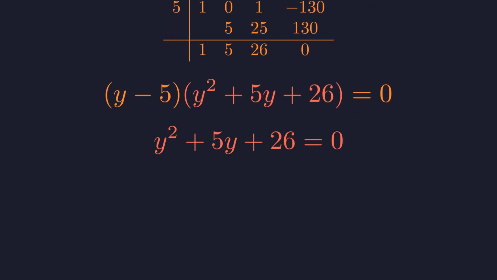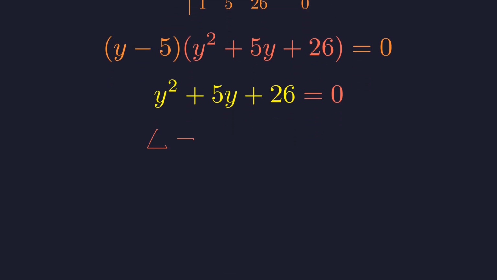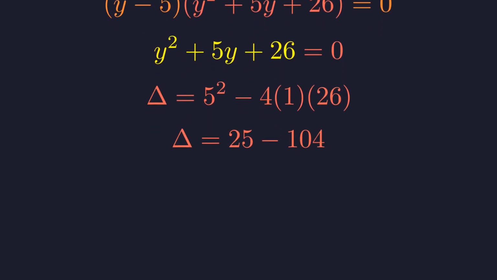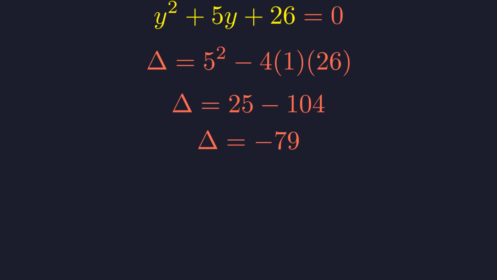Now let's analyze this quadratic part. To determine if this quadratic equation has any real solutions, we need to check its discriminant. If the discriminant is negative, there are no real roots. The discriminant is b squared minus 4ac. Plugging in the coefficients, we get 25 minus 104. The discriminant is negative 79.